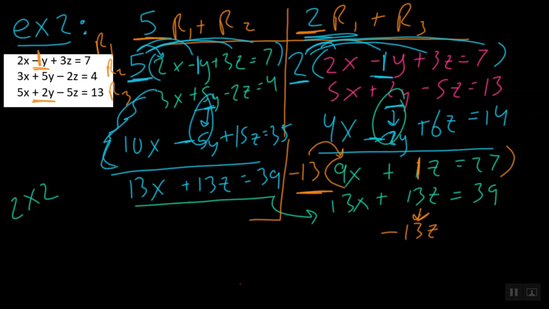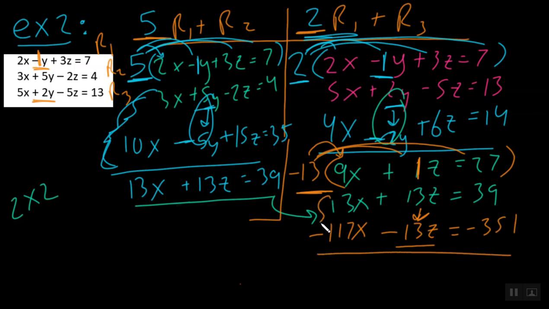We have negative 13 times 9, which is negative 117x. We have negative 13 times 1, which is our negative 13z. We have negative 13 times 27. While I think I could do that in my head, let's go ahead and use a calculator so I don't make a mistake. So negative 13 times 27 will be negative 351.